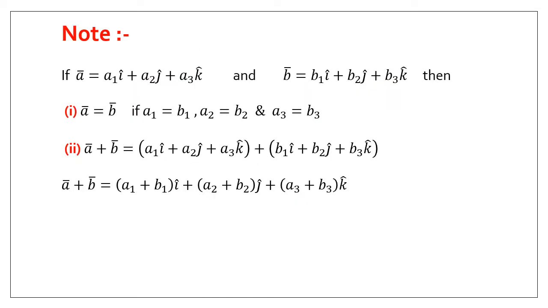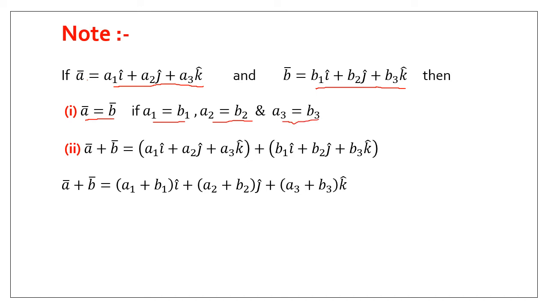Note, if A bar equals A1 I cap plus A2 j cap plus A3 k cap and B bar equals B1 I cap plus B2 j cap plus B3 k cap, then A bar equals B bar. These two vectors are equal if their respective components are equal. Means A1 equals B1, A2 equals B2 and A3 equals B3.